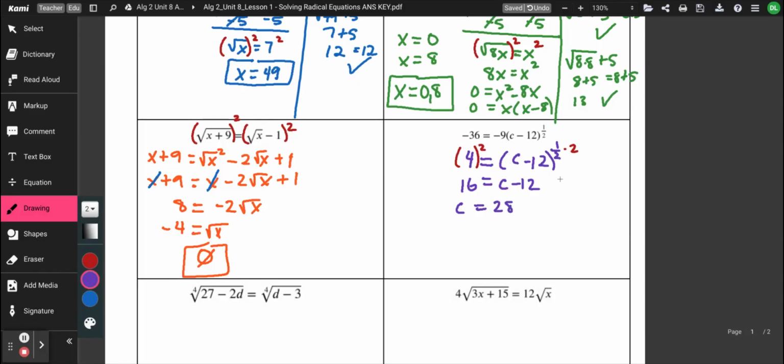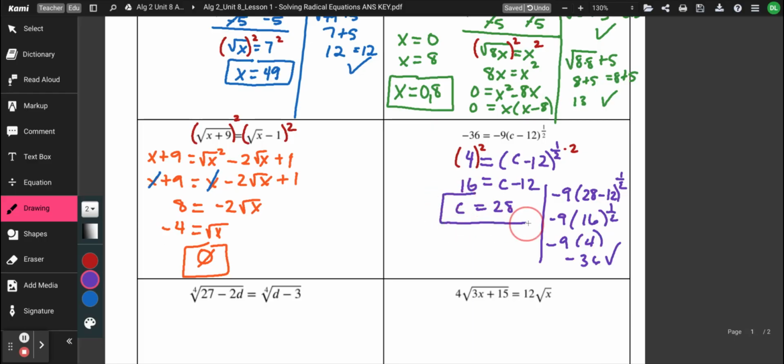And then we just need to plug it in and check and make sure it works. So we've got -9 times 28 minus 12 to the 1/2. So this is going to be 16 to the 1/2. I know that this is the square root, so that's going to be -9 times 4, which is -36, which is what we had on the other side. So that is a good answer.